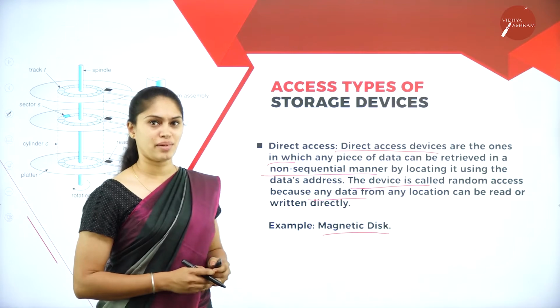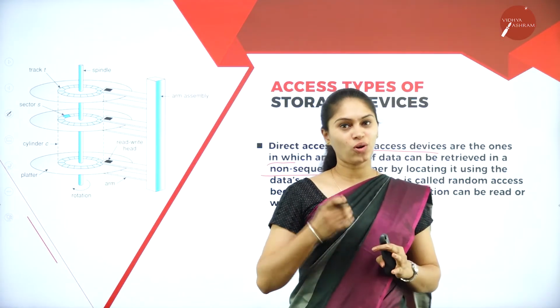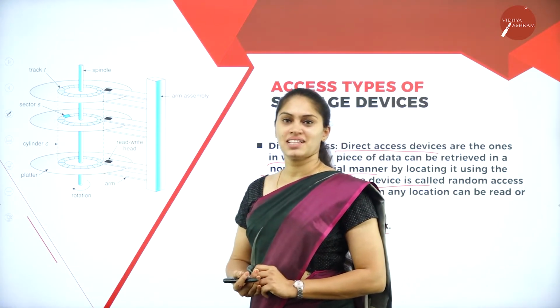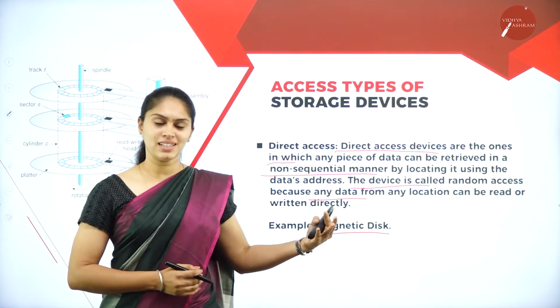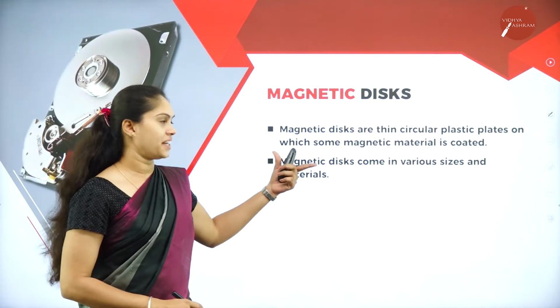Magnetic disk is an example of a storage device that uses the direct access method. Mainly, secondary storage devices are used to store a bulk or large amount of data. Which are the examples we had? It can be either a magnetic disk, an optical disk, or any other portable media. So now we'll see about the magnetic disk.